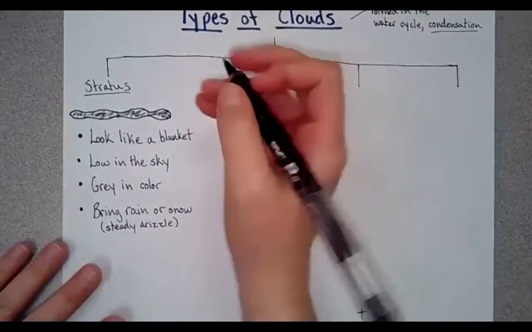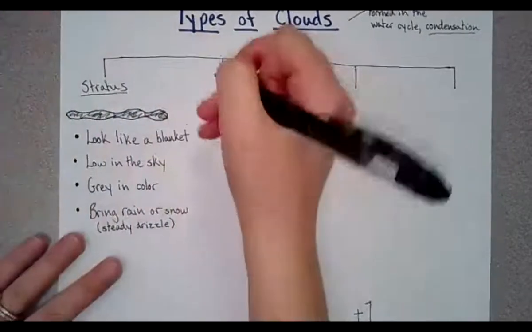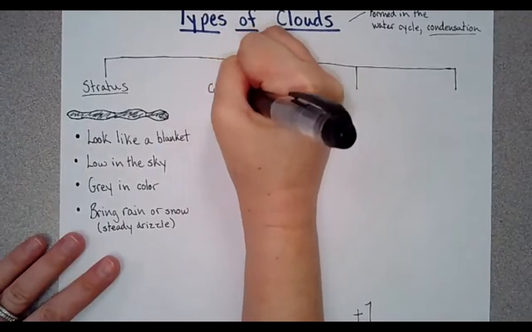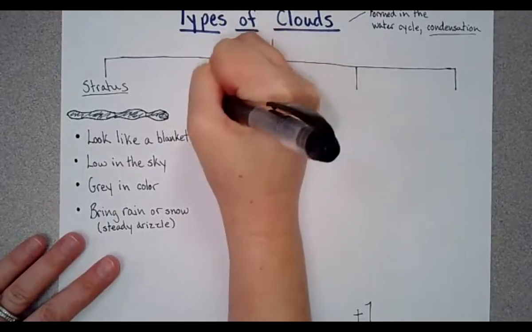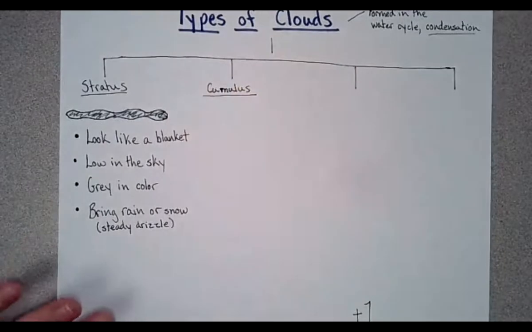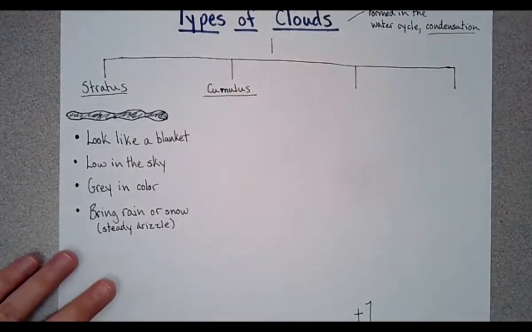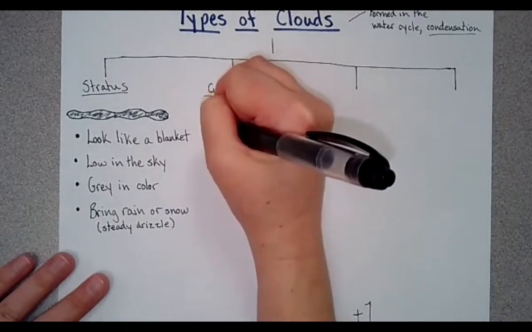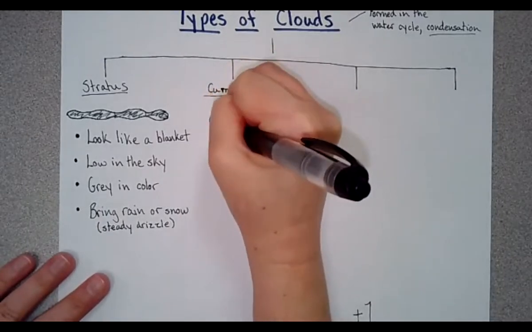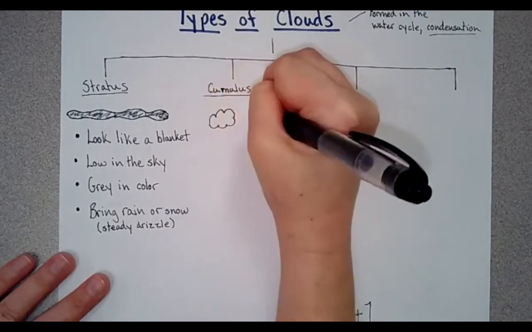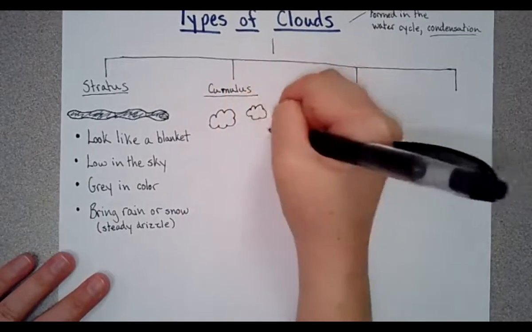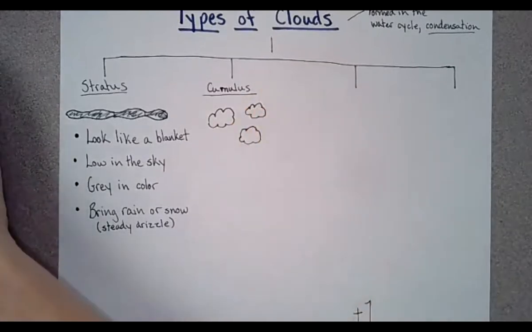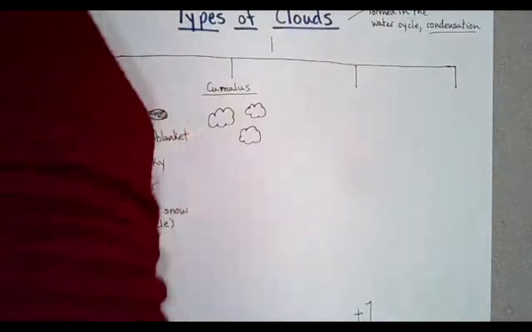Next one that we're going to talk about is cumulus clouds. If you have ever seen Toy Story, the little white puffy clouds that are painted on his walls, those are cumulus clouds. They look kind of like this. They're just little puffy clouds in a blue sky usually. Happy little clouds, what Bob Ross would call happy little clouds.